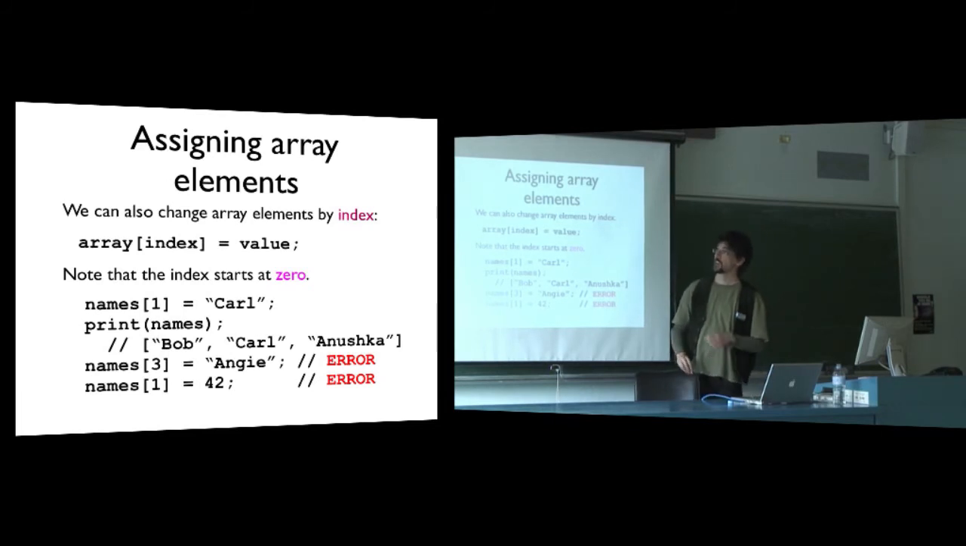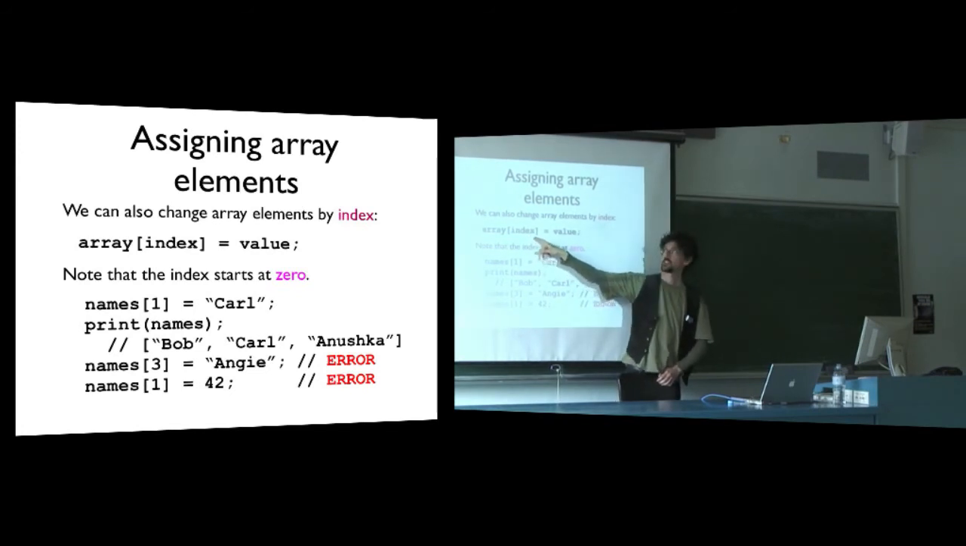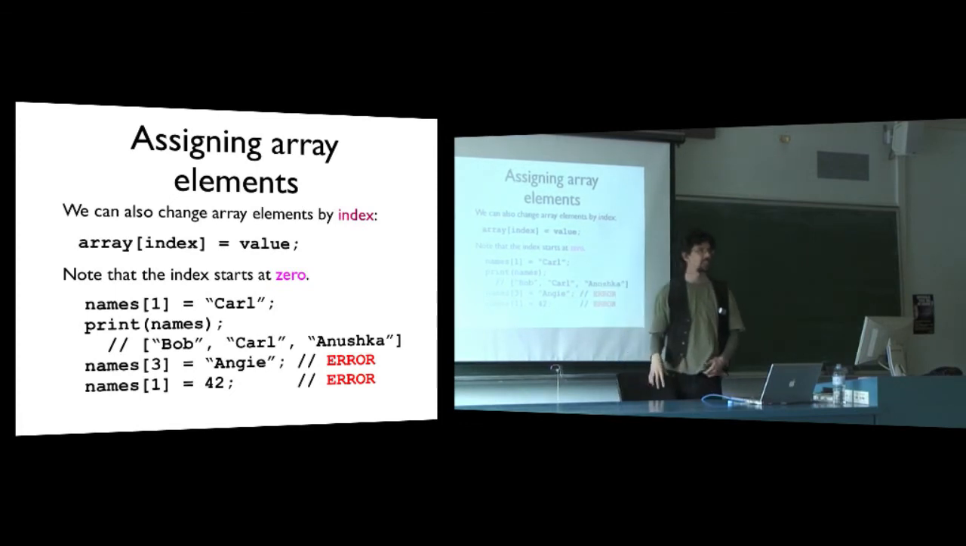We can access array elements by index, and this is the square bracket notation I was just showing you. So we have the name of the array, and then in square brackets the number of the index, and this is an integer. It starts at 0 and goes up. If you try to access negative elements, you'll get an error.